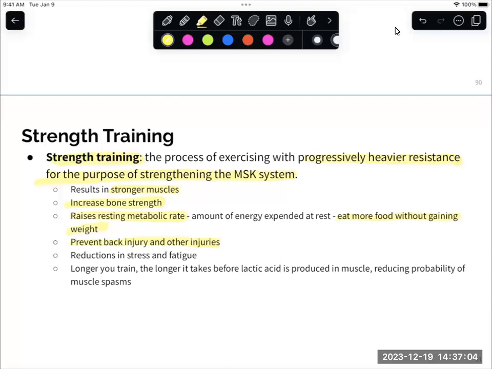Hint, hint, keeping your core strong is the number one way to prevent back injuries. It's not 100%, but it works extremely well. It also reduces your stress and fatigue. If you find yourself always tired, strength train. It'll help. The longer you train, the longer it'll take before lactic acid builds up. And it reduces muscle spasms.